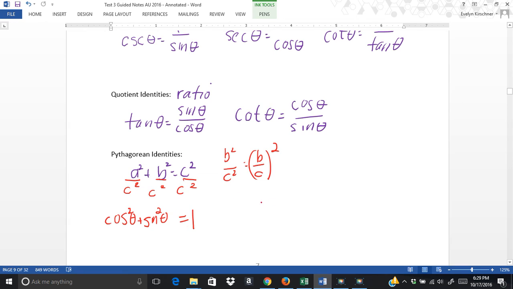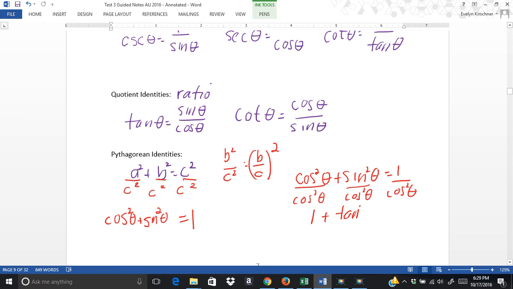I have 2 more, and I can derive them. So I start with cosine squared theta plus sine squared theta equals 1. I can divide them by cosine squared theta, and I have 1 plus tangent squared theta equals secant squared theta.